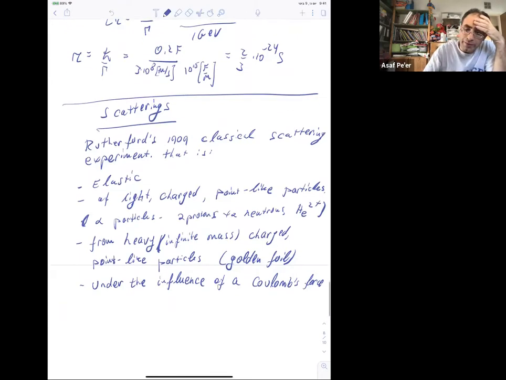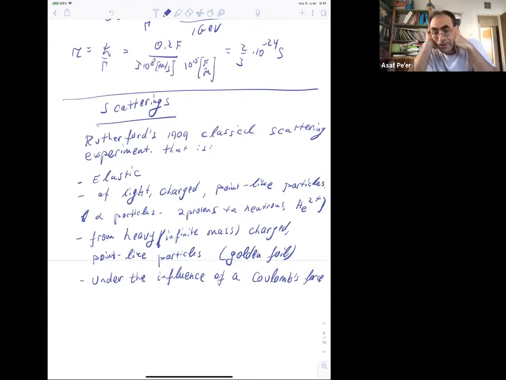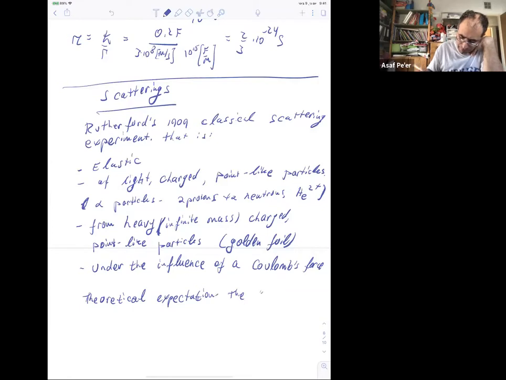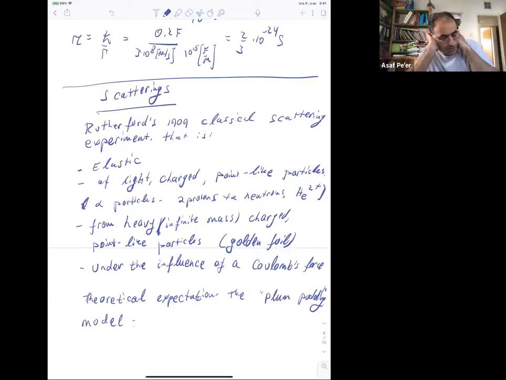Now, according to the Plum pudding model, what was the expectation? This was a theoretical expectation at the time. The Plum pudding model. So what was the theoretical expectation? That it will go through.